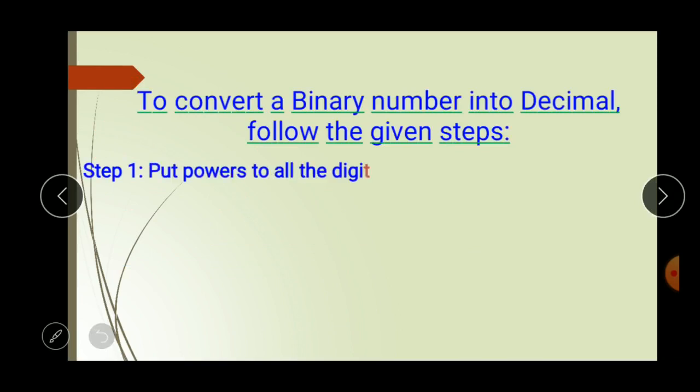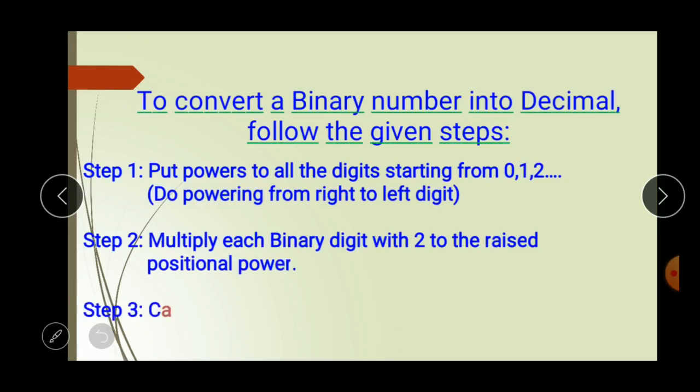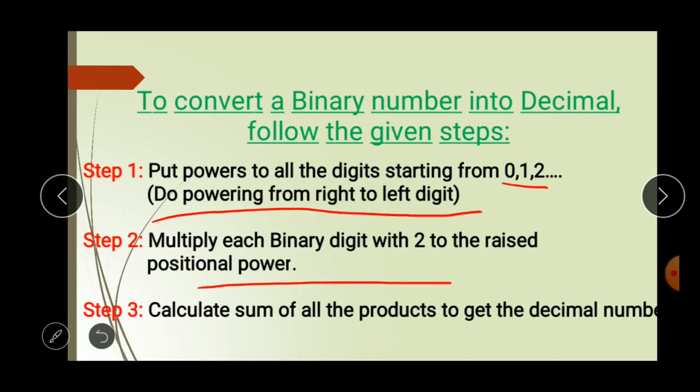So to convert a binary number into a decimal number, the steps we have to follow are: the first step, put powers on all the digits starting from 0, 1, 2. Do the powering from the right to left digit. So whatever digit is at your right, start powering from there, and the power should start from 0. The second step is to multiply each binary digit with 2 raised to its positional power. At last, calculate the sum of all the products to get the decimal number.